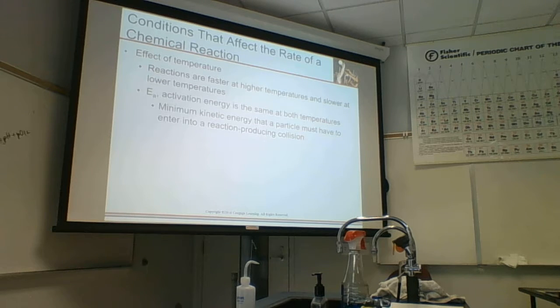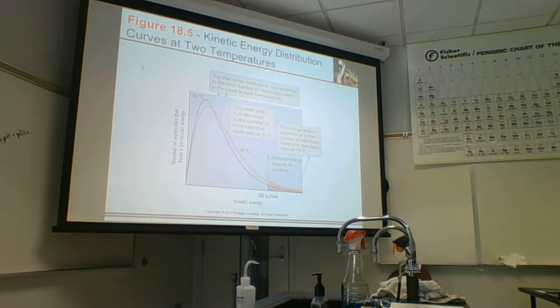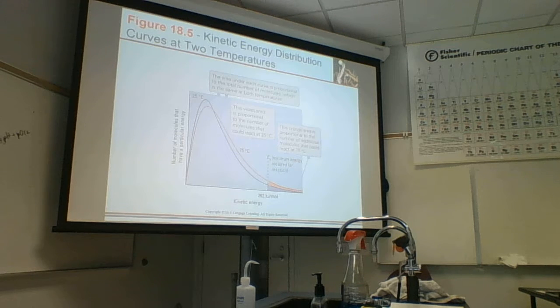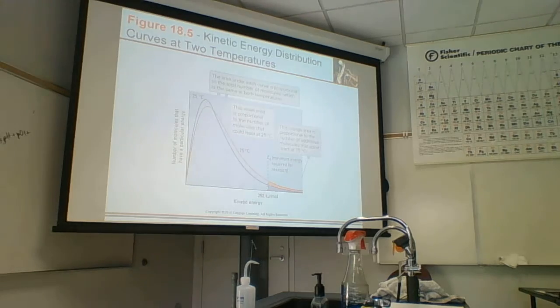All right, if we understand this, then we can make some predictions about what things speed up reactions. How can we speed up a reaction? Do you recognize this graph? Have you seen this graph before? Take a look at it and see if you can remember seeing something like this. I'll be right back.